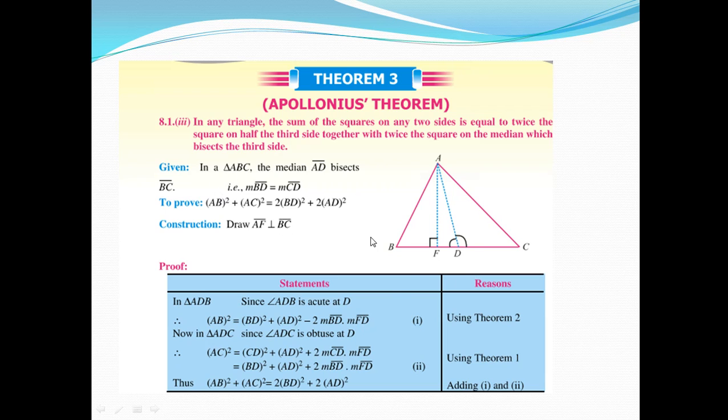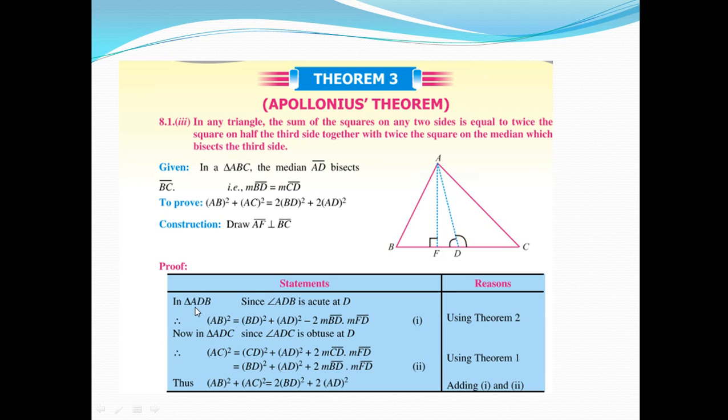In triangle ABC, the median is AD, which bisects BC. To prove: AB square plus AC square is equal to 2 BD square plus 2 AD square. That is, twice BD square and AD square sum is equal to AB square and AC square. Construction: AF is perpendicular to BC.